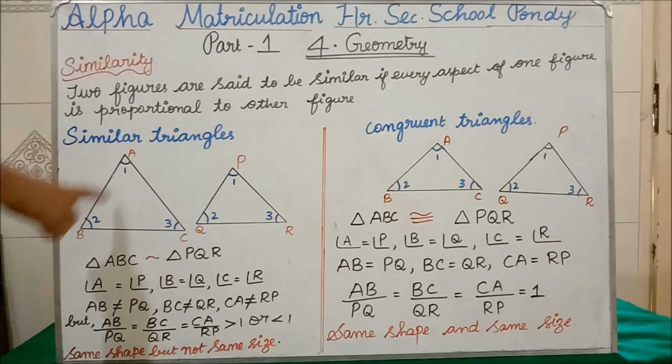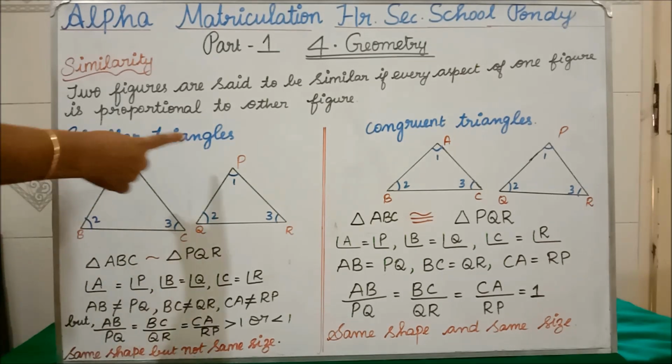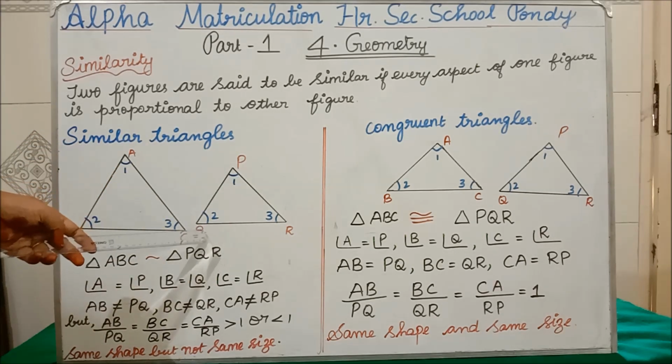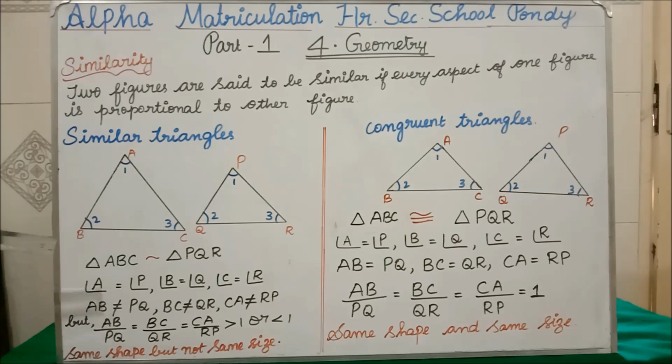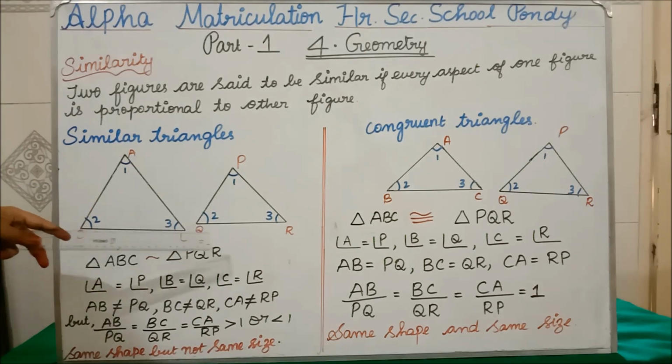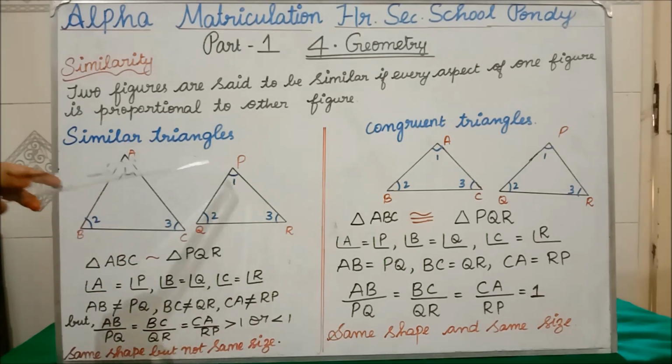So, therefore AB, the corresponding side is PQ. Clear all of you? AB, the corresponding side is PQ. So, AB is not equal to PQ. Similarly, BC, the corresponding side is QR. BC is not equal to QR. Then last, CA is not equal to RP.